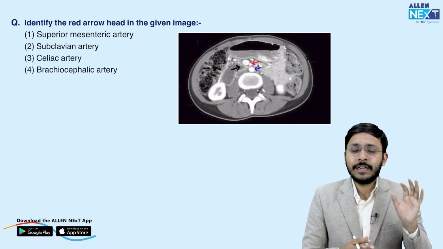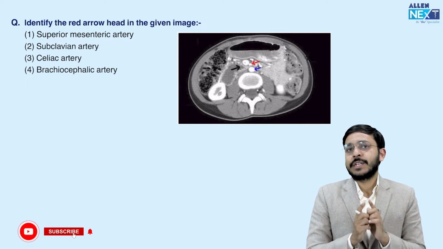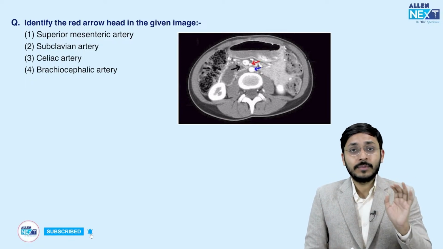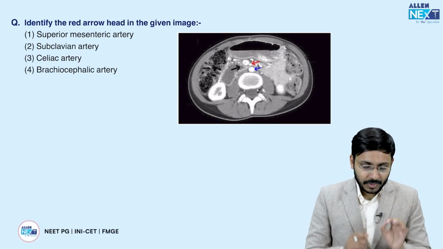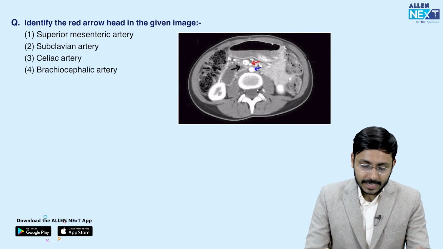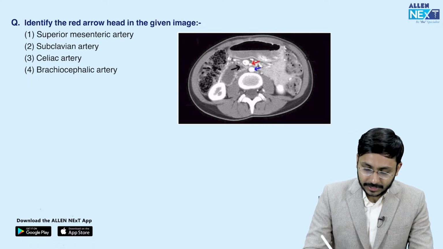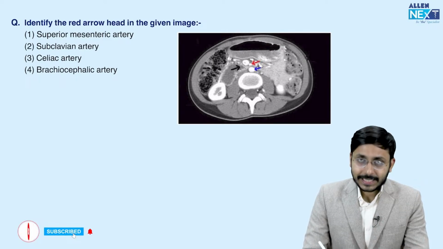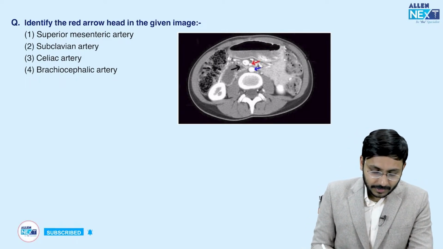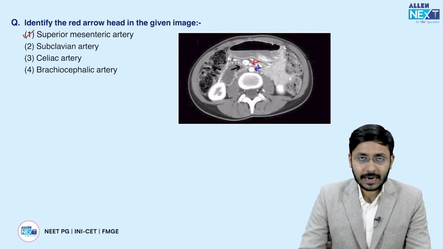First question is an identification sort of thing because anatomy questions are very important from your FMG point of view. You'll be asked one or two anatomy questions definitely in your paper. So identify the red arrowhead in the given image. The red is pointing towards what structure? It is a smaller structure and this is a superior mesenteric artery.